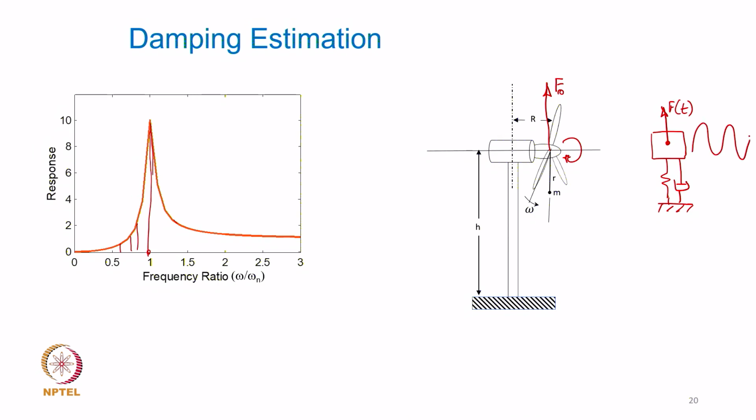This excitation is basically F naught e to the power j omega t, and if I keep on changing the frequency, I will get amplitudes that vary the way shown here in this diagram. Now, if I get this practically by actual measurement, I know the peak value of my response. Maybe I will call this x p.